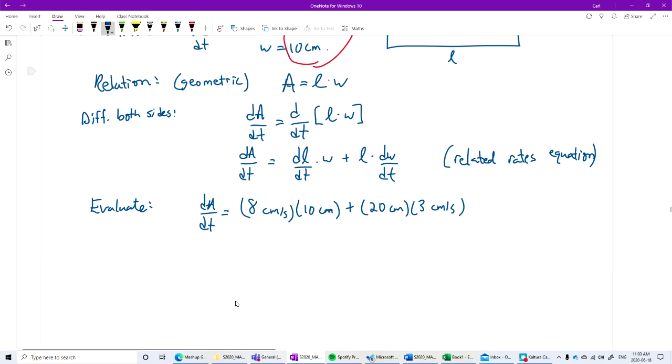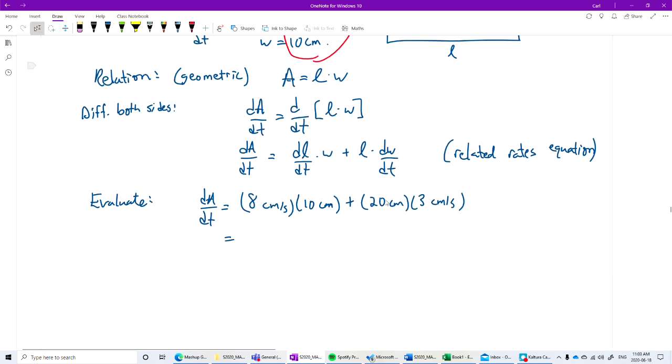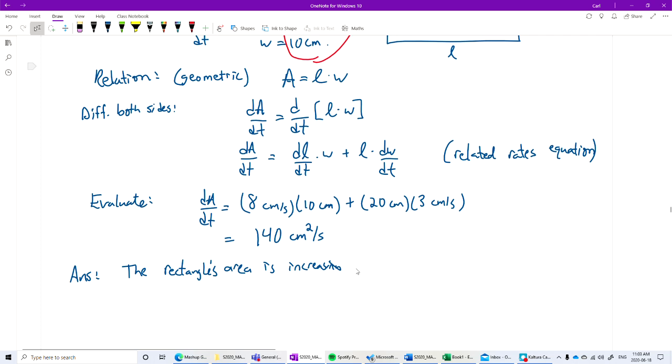So what do I get? That's 80 plus 60 is 140 centimeters squared per second. So we can say final answer: the rectangle's area is increasing at 140 centimeters squared per second.